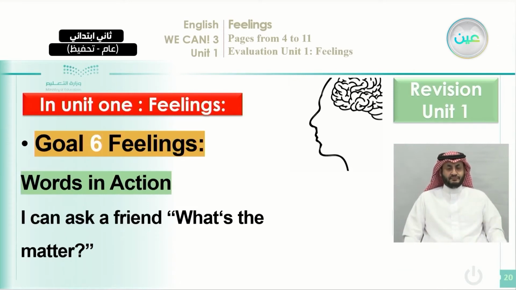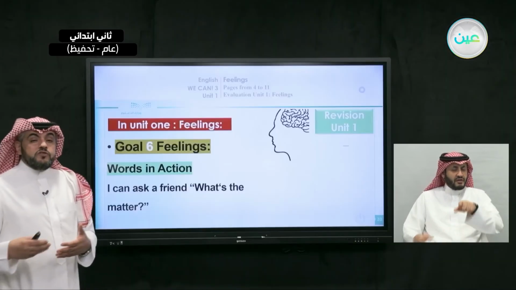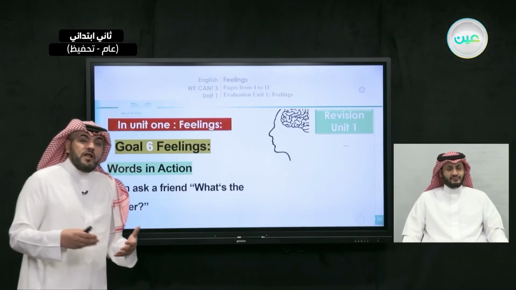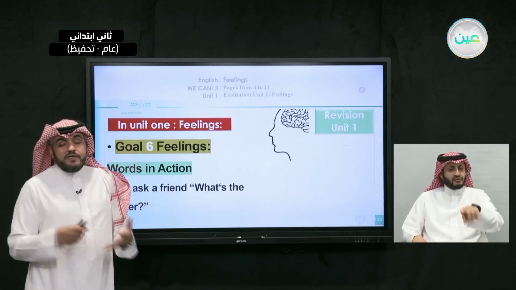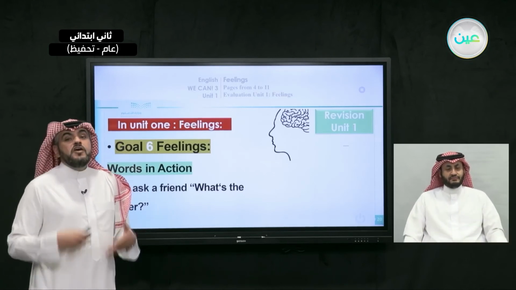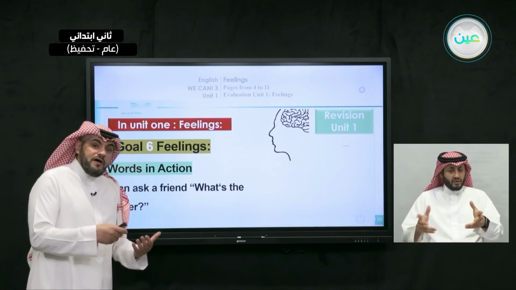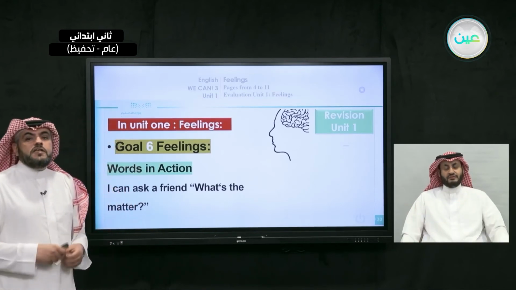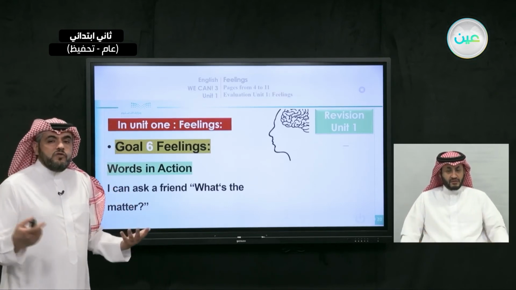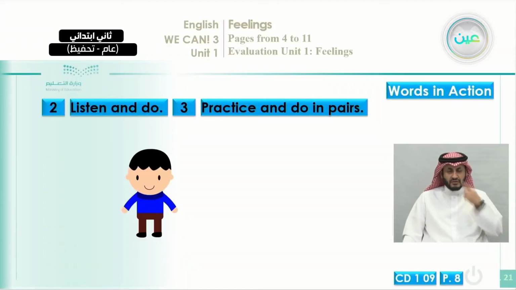Okay, the sixth goal in the Words in Action section in your book in unit 1: the student can ask a friend, what's the matter? How can you ask this question? When to ask this question? It is a very important question to ask when you see somebody not feeling well or distracted by a problem or something. You can ask him or her by using this question, what's the matter? What's wrong with you?